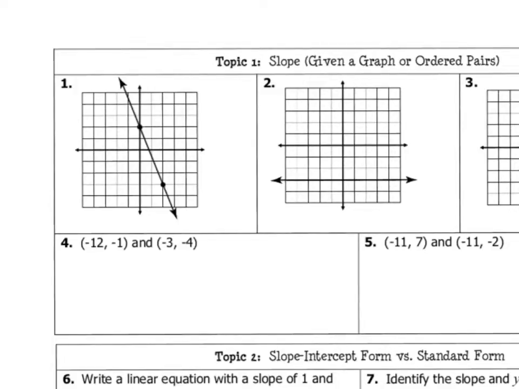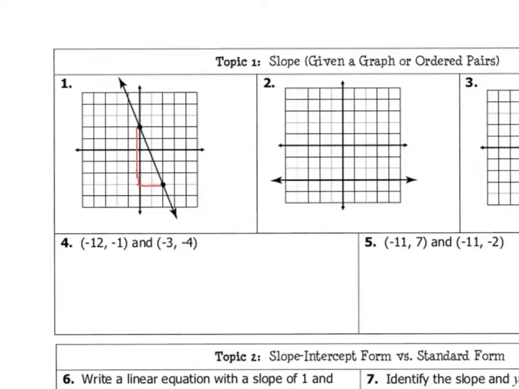Alright, so the first few problems are slope. This is back to what we did in the beginning of Module 6. So to find the slope given a line, you just need to count. So you have 2 points here, and you need to calculate the rise over run.